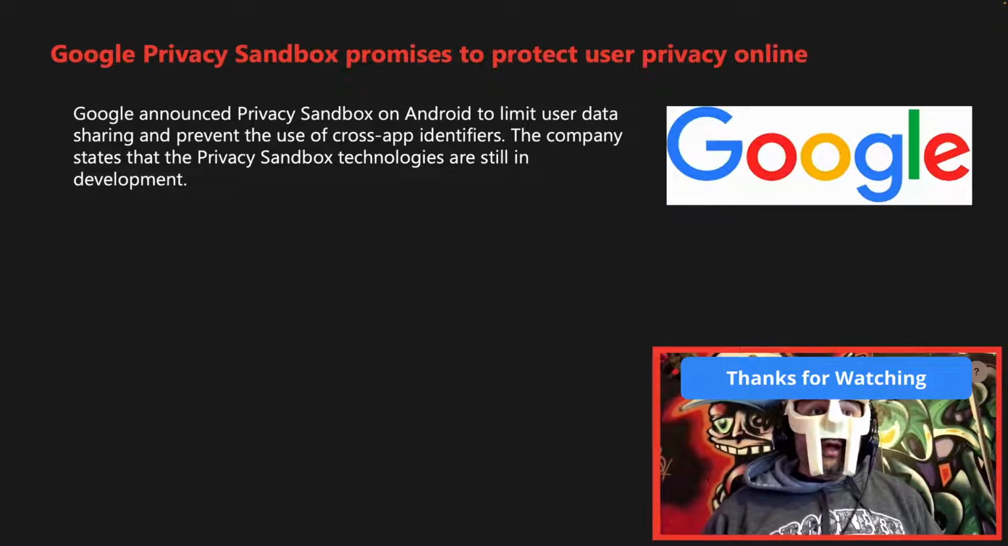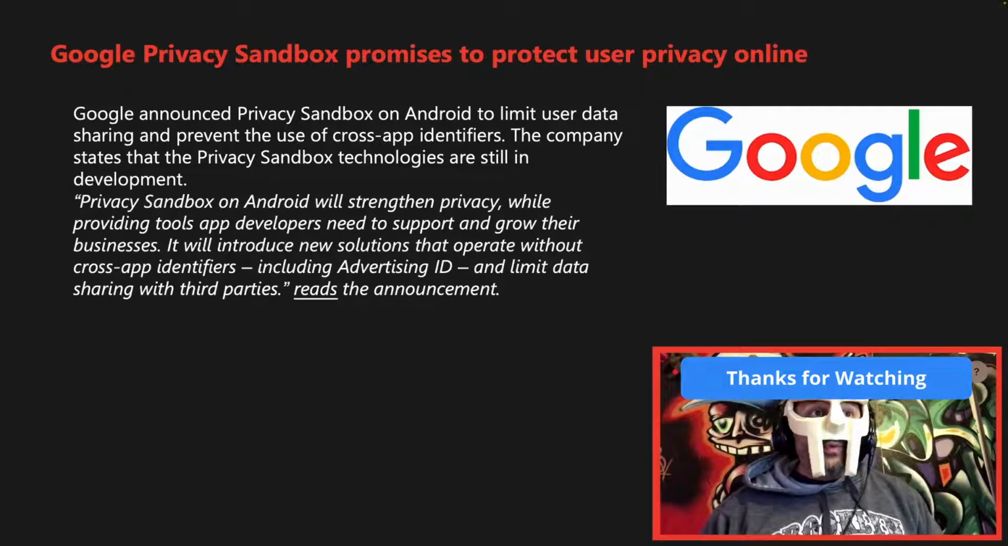We start off with patches. Google announced Privacy Sandbox on Android to limit user data sharing and prevent the use of cross-app identifiers. The company states that the Privacy Sandbox technologies are still in development. Privacy Sandbox on Android will strengthen privacy while providing tools app developers need to support and grow their businesses. It will introduce new solutions that operate without cross-app identifiers, including advertising ID, and limit data sharing with third parties.